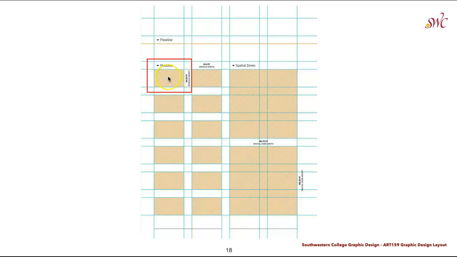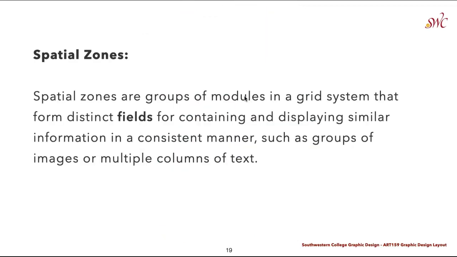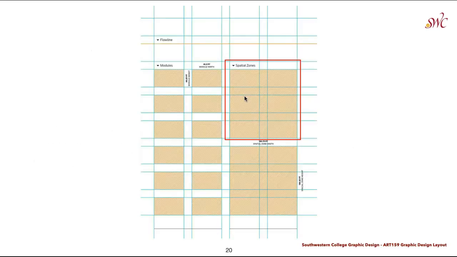Within a grid, there are different modules, and you can group those modules together to create what we refer to as the spatial zones. Spatial zones are going to be the groups of modules in a grid system that form distinct fields for containing and displaying similar information in a consistent manner, such as groups of images or multiple columns of text. So again, going back to the grids and modularity project, you are looking at how you can start to define these different modules and group them together to create these spatial zones where you might place larger images or larger bodies of text.